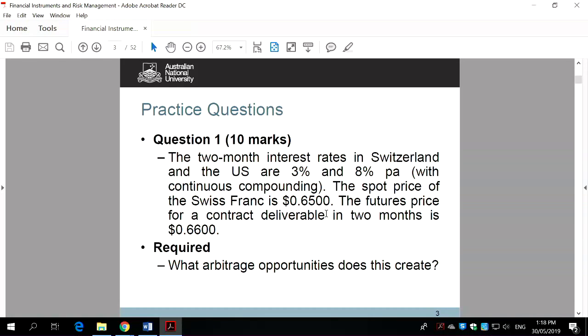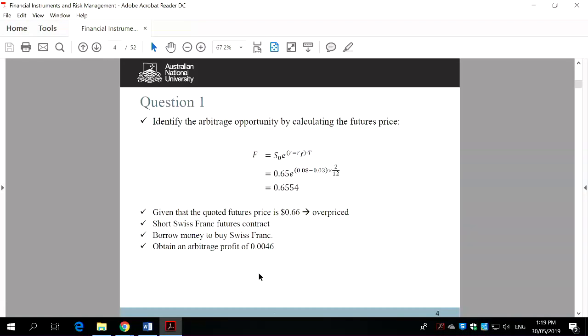Okay, so the first question is about determining the future price. The question says, the 2-month interest rates in Switzerland and the United States are 3% and 8% per annum, with continuous compounding. The spot price of the Swiss franc is 65 US cents, and the future price of a contract deliverable in 2 months is 66 US cents. So the question asks you, what arbitrage opportunity does this create?